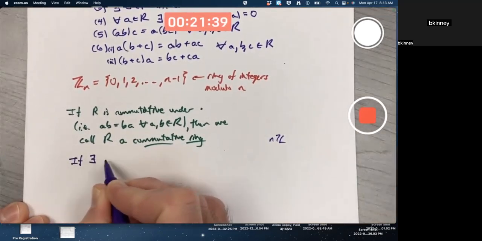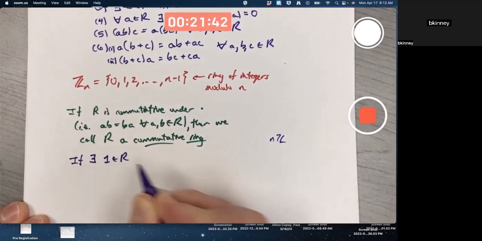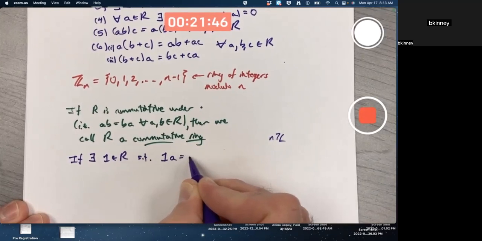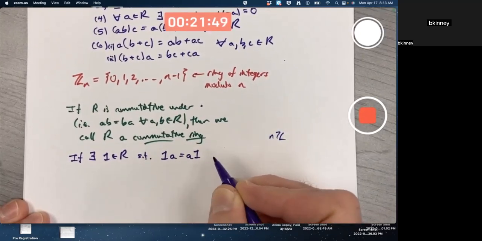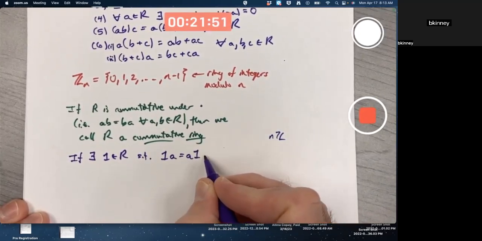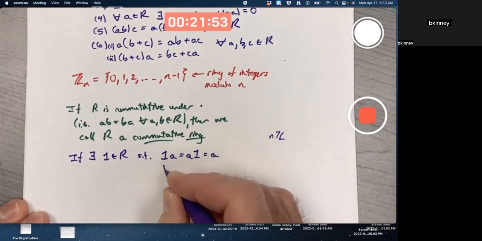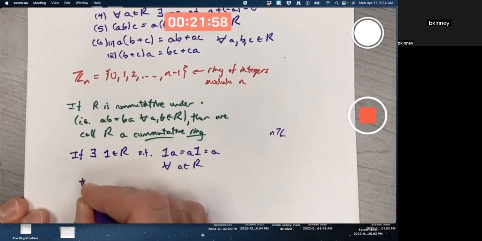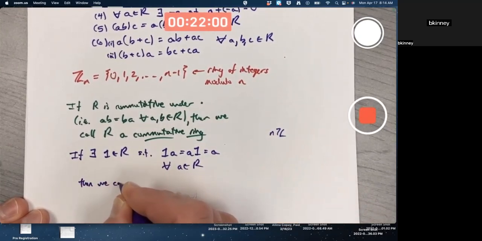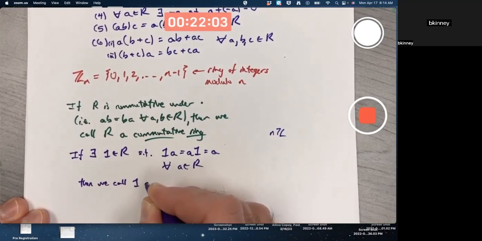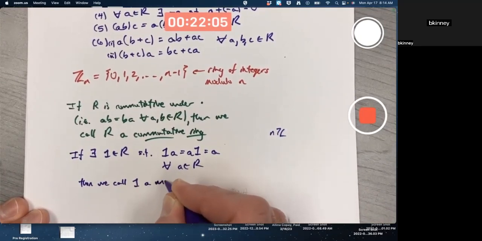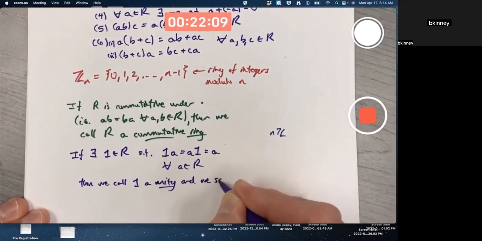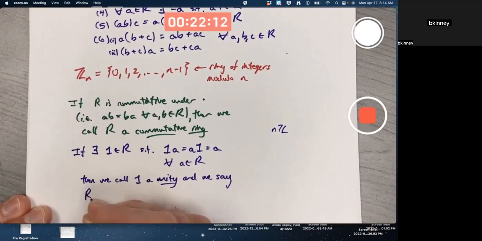But if a ring does have a multiplicative identity, if there exists a 1 in R such that 1a equals a1, and there I am writing both products, equals a for all a in R, then we call 1 a unity, and we say R is a ring with unity.